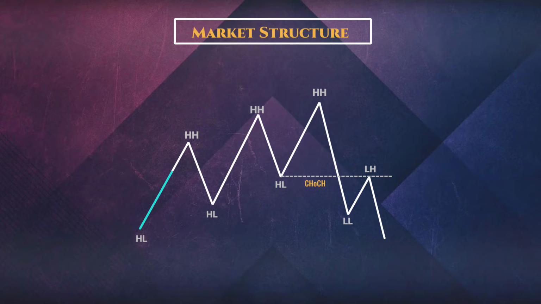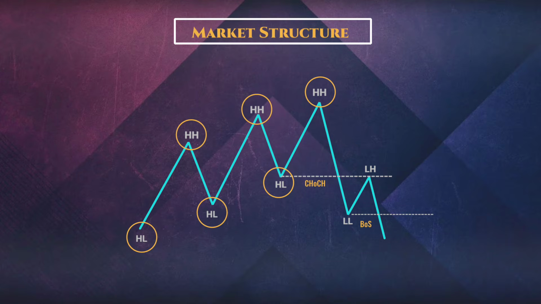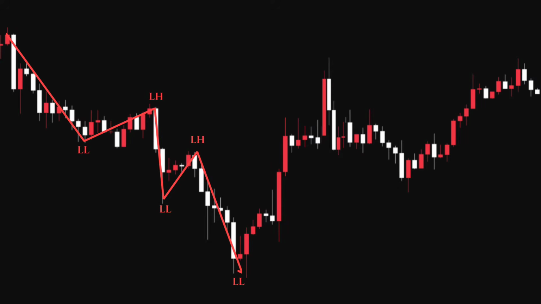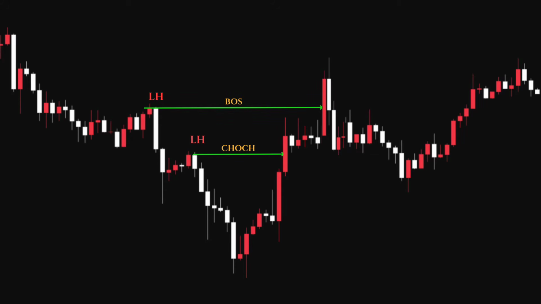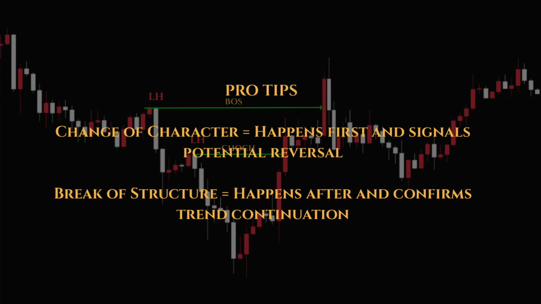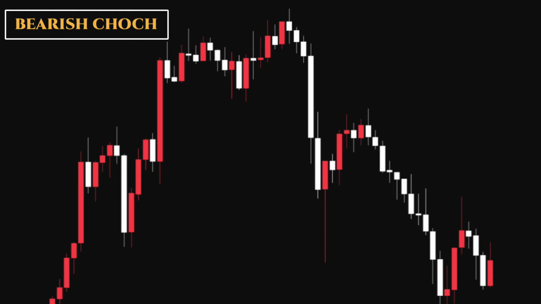Change of character equals first sign of reversal. Break of structure equals confirmation of trend direction. Example, you are in a downtrend. Price suddenly breaks a previous lower high, that's a bullish change of character. Then it breaks a lower low in the new direction, that's now a bullish break of structure. So, change of character happens first. The early clue. Break of structure happens after, the confirmation. In short, change of character starts the reversal. Break of structure continues the trend.